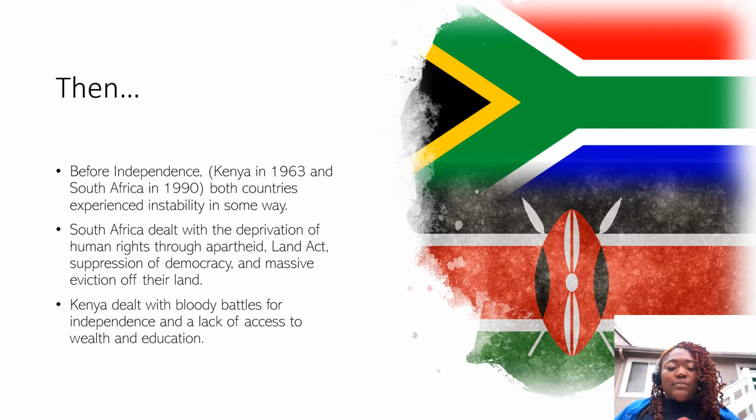Land Act, which dealt with the country basically forcibly moving groups of Africans to what they considered their original homeland. So that deals with the massive eviction. And then, of course, suppression of democracy because before these countries got their independence, they were being run by entities that did not necessarily have their interest in mind.